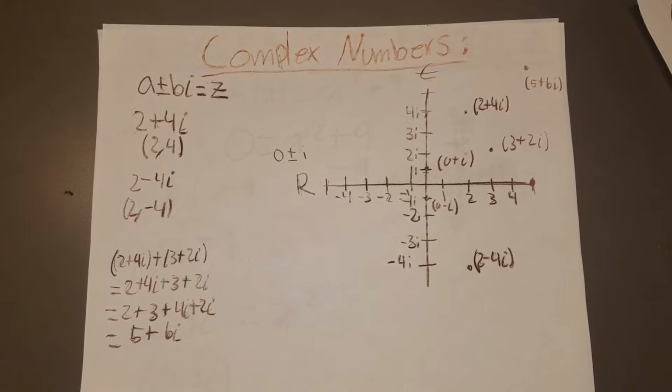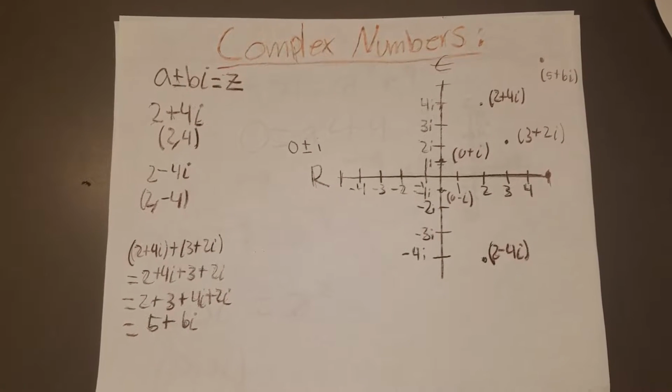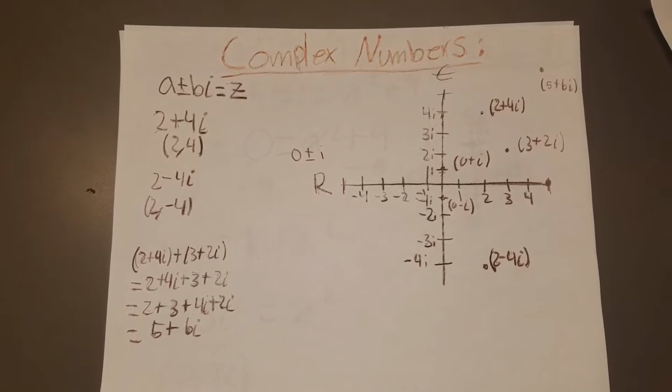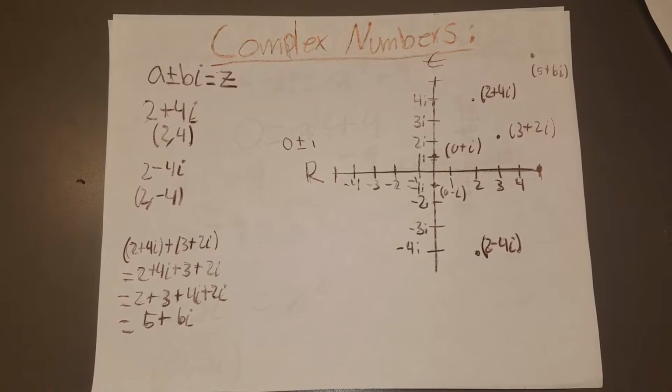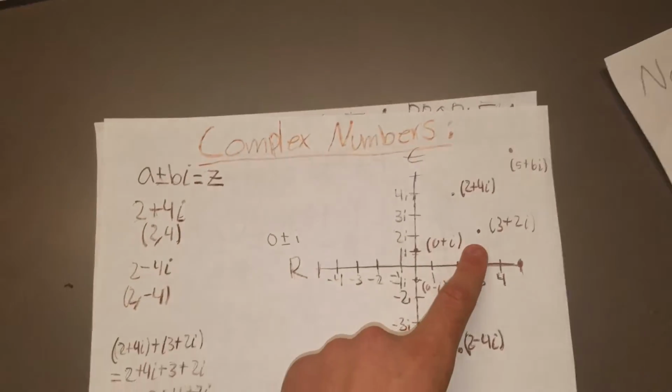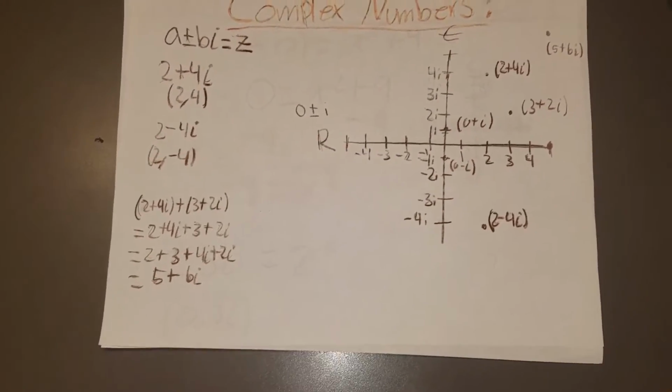If we want to graph 2 plus 4i, it's a lot like (2, 4) in regular coordinates. So you'd go over 2 and up 4i. And if it was 2 minus 4i, you would just go to (2, -4). And at this point right here, we have 3 plus 2i.